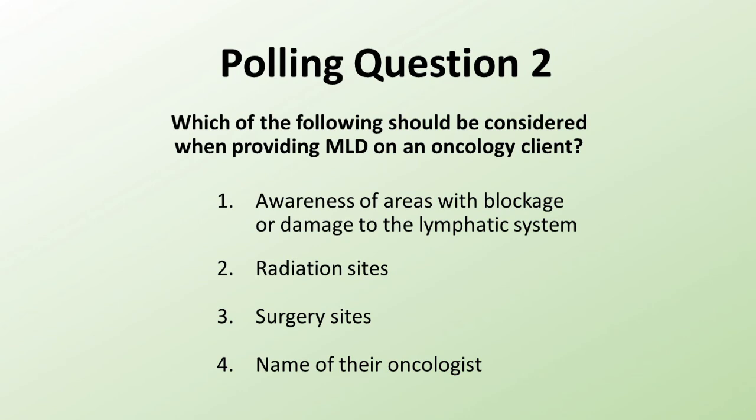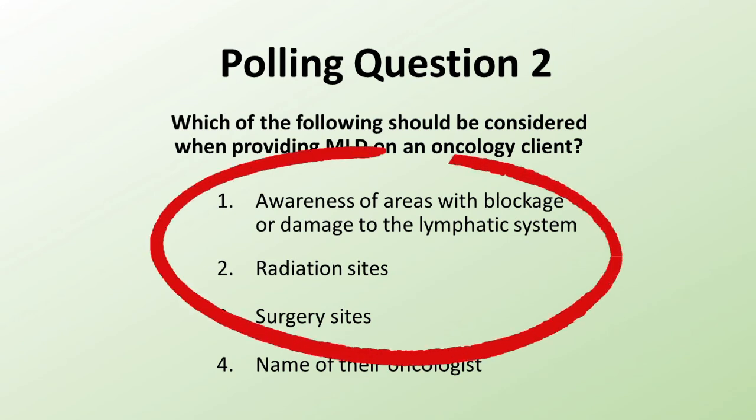So the answer is actually, well, there's 3 answers to this question. The awareness of areas with blockage or damage to the lymphatic system, radiation sites, and surgery sites. All 3 of those are important considerations when you're going to be providing manual lymphatic drainage on your oncology client. You don't really need to know the name of their oncologist unless you need to refer out to them or contact them for permission to do your manual lymphatic drainage.